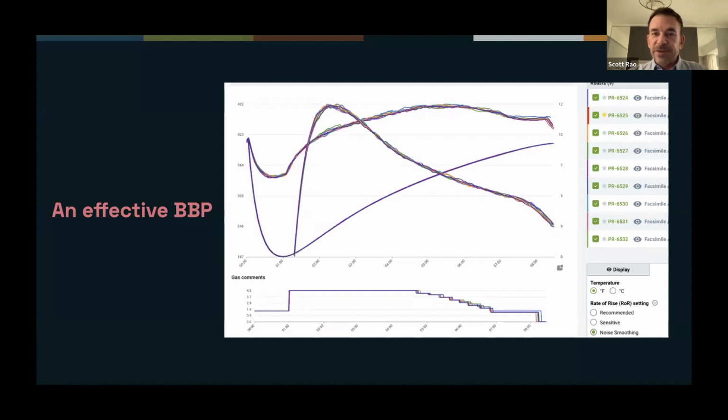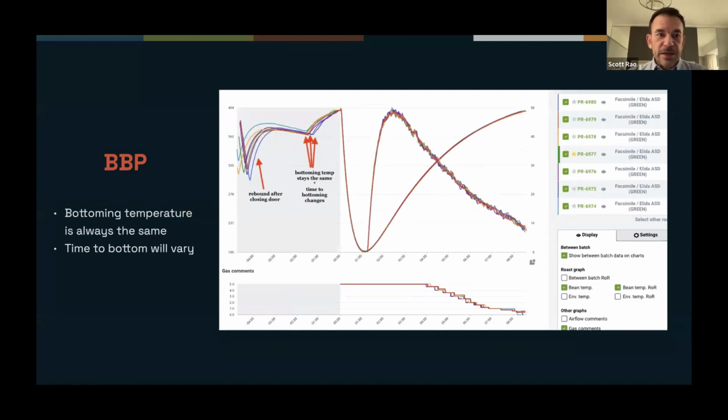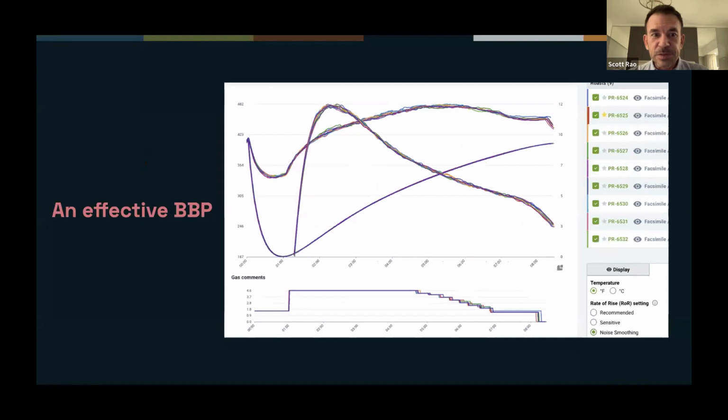Another example of an effective BBP over many roasts in a row. And okay, so we saw this one. Sorry, I seem to be on a loop in my computer.